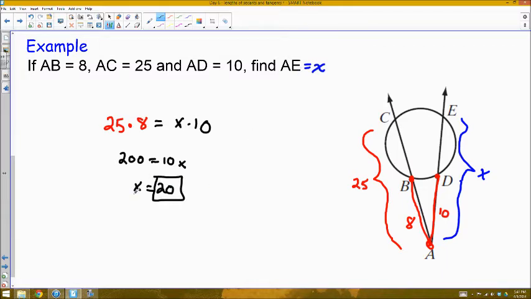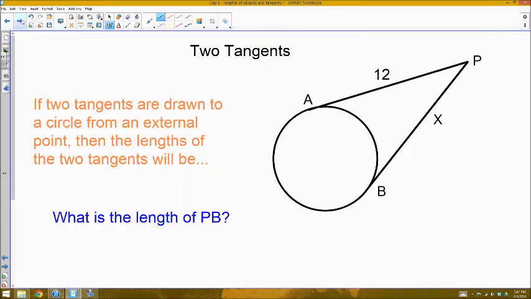is 20. Okay. Our last combination of segments is two tangents, and this is actually our easiest relationship to remember. If two tangents are drawn to a circle from an external point, then the lengths of those two tangents will be congruent. Which means that PB is equal to PA. So in this numerical example, when I have two tangents, those two tangents are exactly equal. So x will end up being 12.